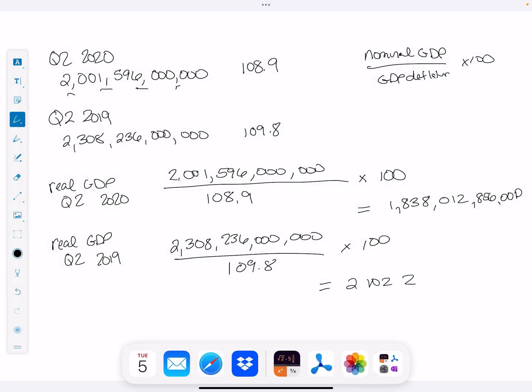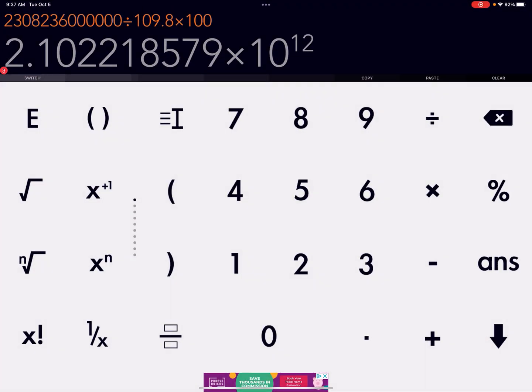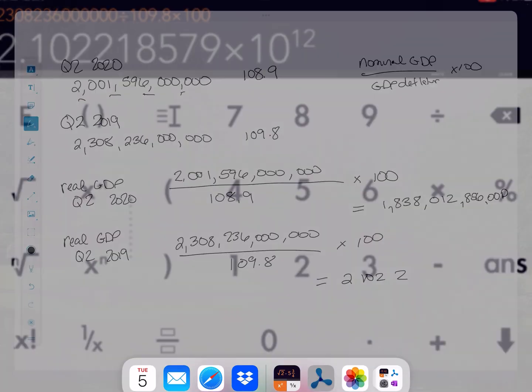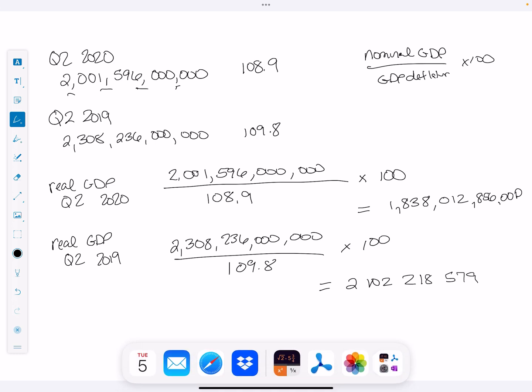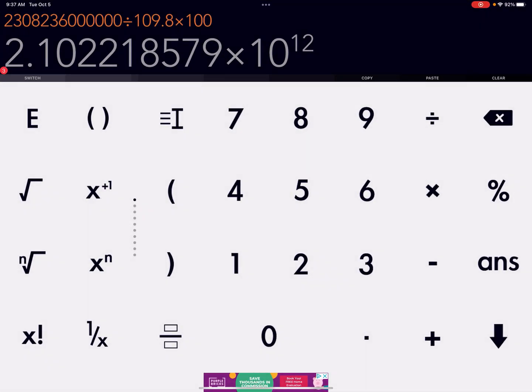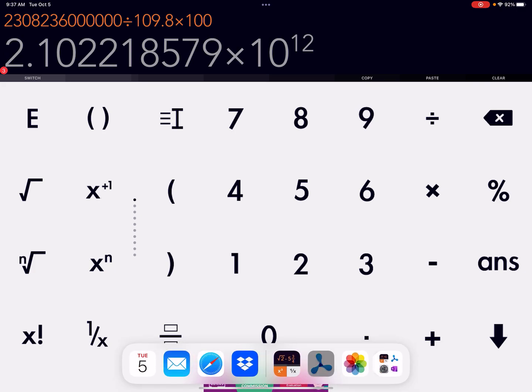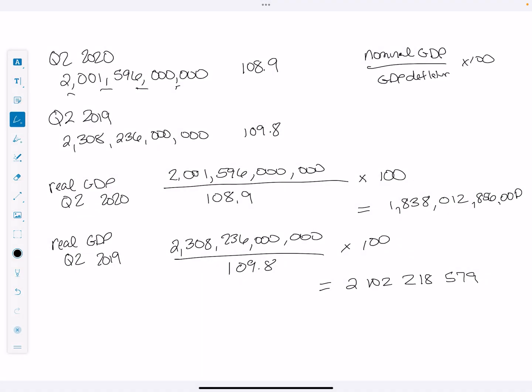2,102,218,579. Let's just double check that. 2,102, 218, 579. All right, and remember it's going to be 12 digits after the dot, and we have 9 here, so we need to add 3 more. So 1,000, million, billion, trillion.